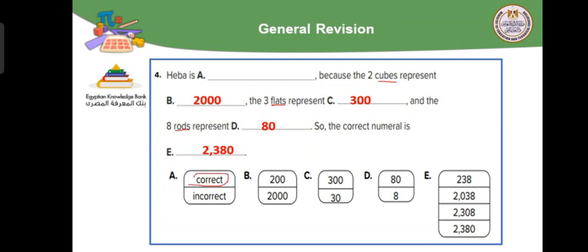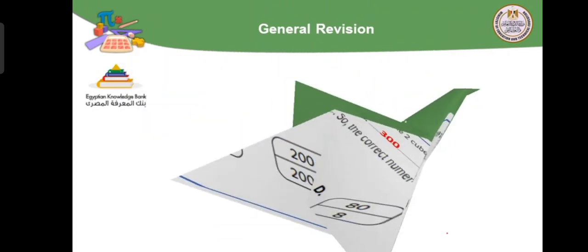Okay, so I choose here 2,380. Then 2,380. Okay.